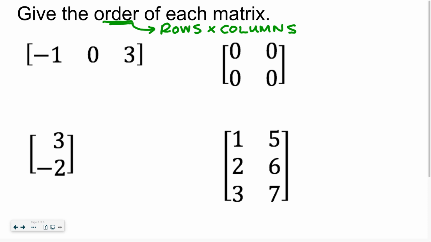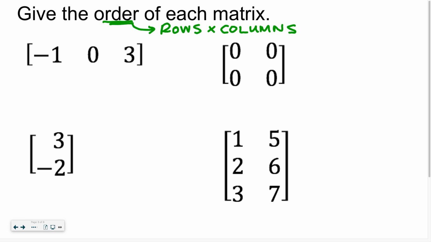Remember that to ask for the order of the matrix is to ask for the dimensions, M by N, where M is rows and N is columns. So I want you to name rows by columns. There should be numbers there. Go ahead and have a chat with your pod members. Can you name the rows by columns for each of those? See what you can come up with.